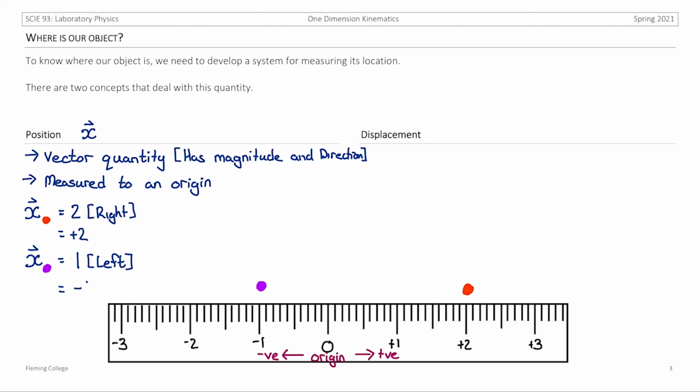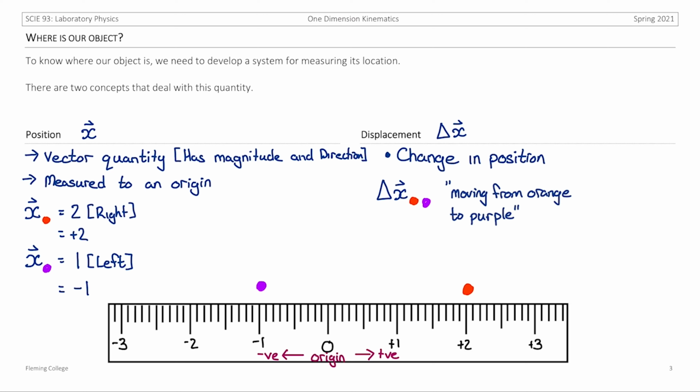Now that we know how to represent the position of an object, we consider whether or not the position of that object has changed. This quantity is displacement. So displacement, represented with a little triangle and an X with an arrow over top, is the change in position. We can consider a change in position if we have 2 positions identified. So let's consider the displacement moving from the orange dot to the purple dot. And notice that's the way we represent our subscripts here, with the orange dot first and the purple dot second.